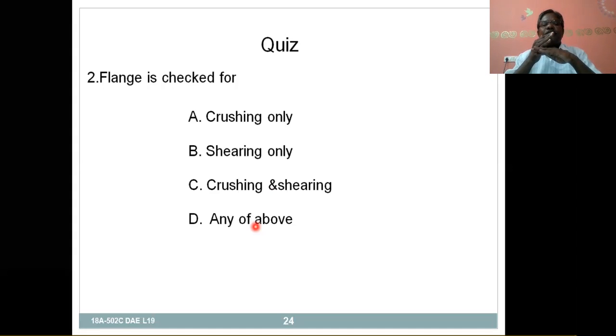And next, there is a possibility of crushing also sometimes at the bolts and the flange. Bolt and flange, that is pi small d1 into thickness of the flange will be the crushing area. So that may also take place sometimes. Let us see the answer. As per my knowledge, B should be the answer, but let it be, maybe C also.